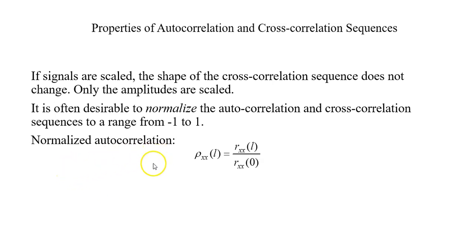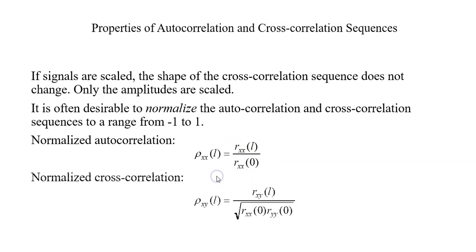This is the normalized autocorrelation. How to normalize this? Easy. All the signal will be divided by the maximum value. So if the maximum value is 5, the signal will be divided by 5. If the signal has a maximum of 5, then the maximum will be 5 over 5, which means 1. So the maximum value will be 1 or minus 1. And this is the normalized cross correlation.